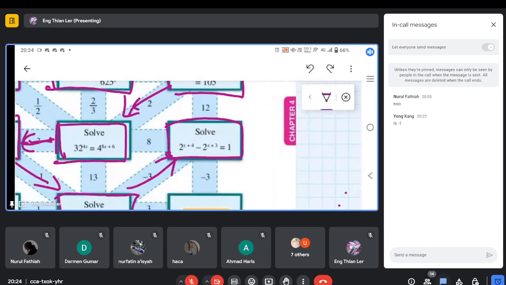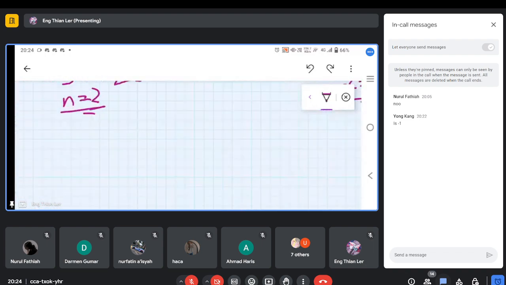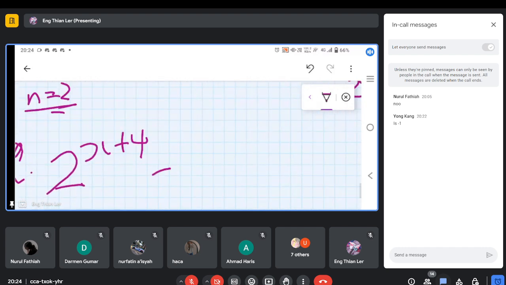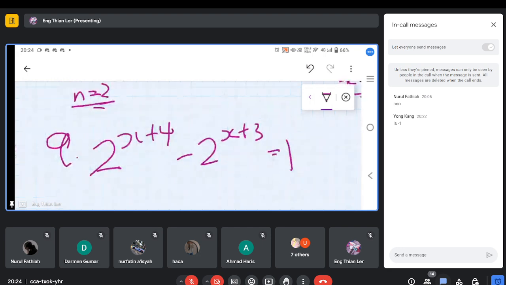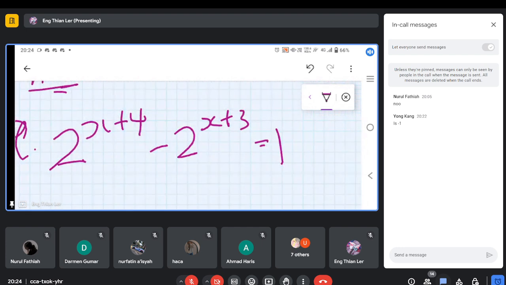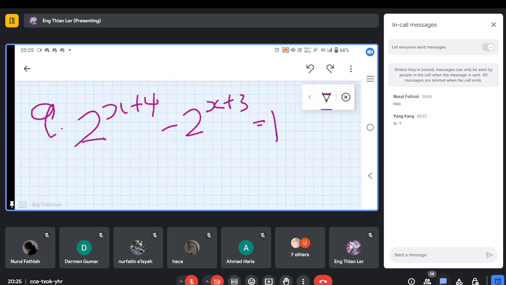2 to the power x plus 4. Okay, number 9: 2 to the power x plus 4 minus 2 to the power x plus 3 equal to 1. Okay, so now it's the same. We're going to separate the x and the 4 and the 3 because they are annoying, and once we separate them, everything will look so simple.